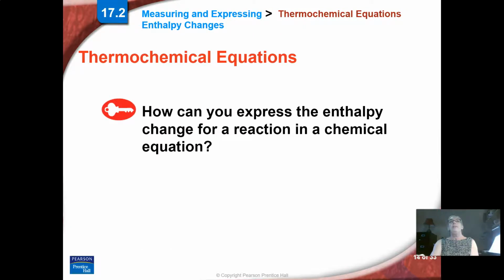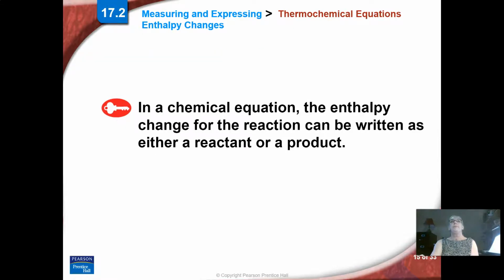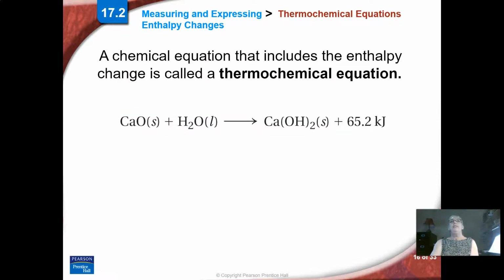And let's talk about thermochemical equations. How can you express the enthalpy change in a chemical equation? This is what we do. We add it to the actual chemical equation, the reaction. It's either on the reactant or the product side. So this reaction is a thermochemical reaction. We have these two reactants, and we have a product, and we also have heat generated, so it's exothermic, and we're releasing this many kilojoules of energy when this happens.